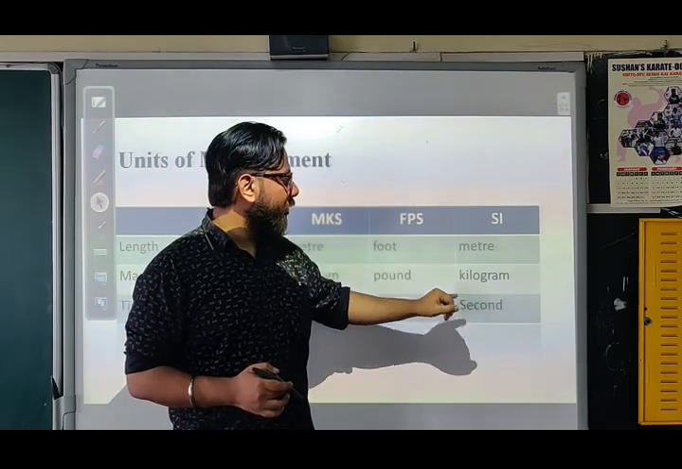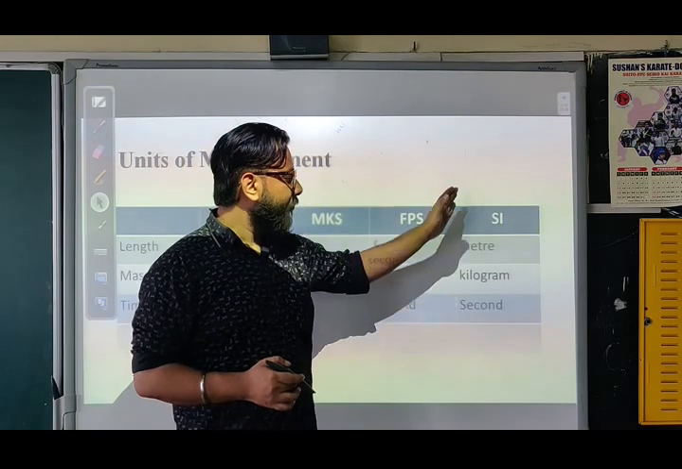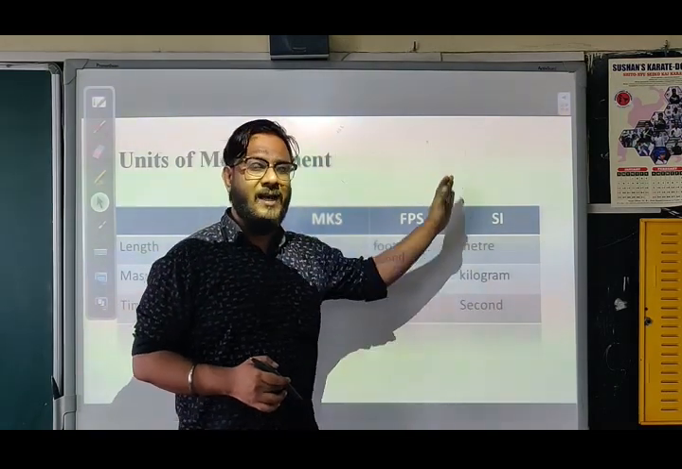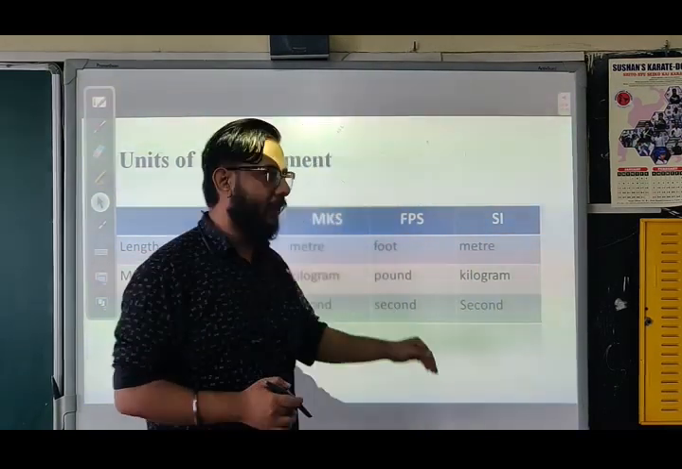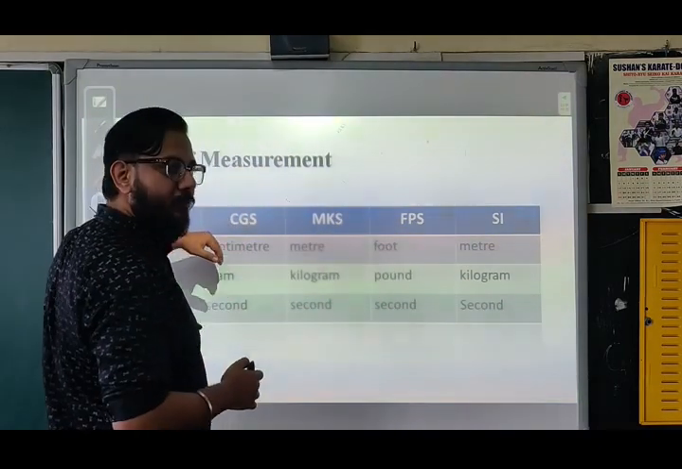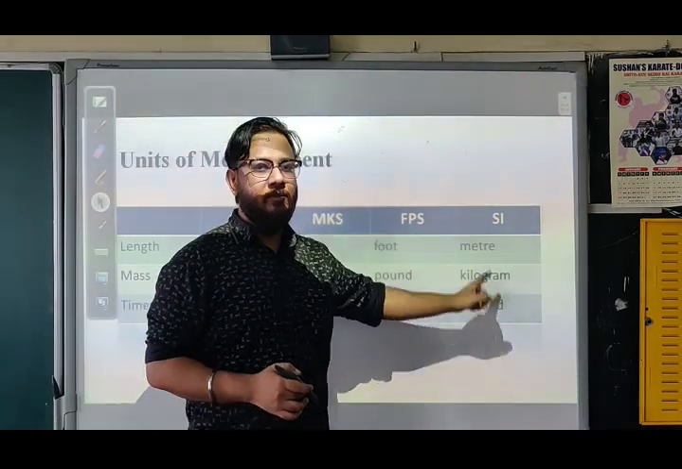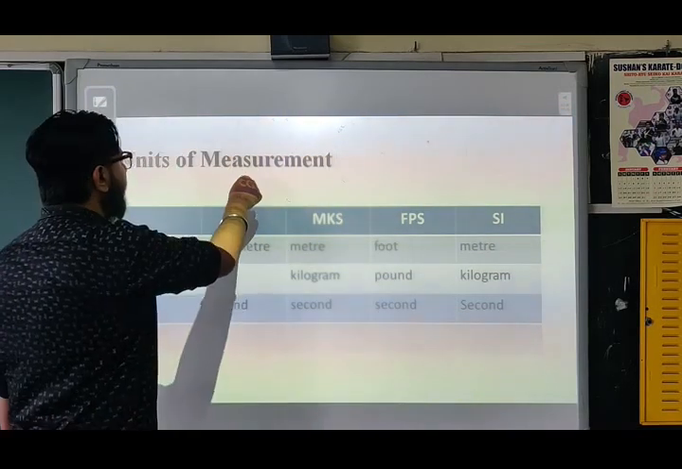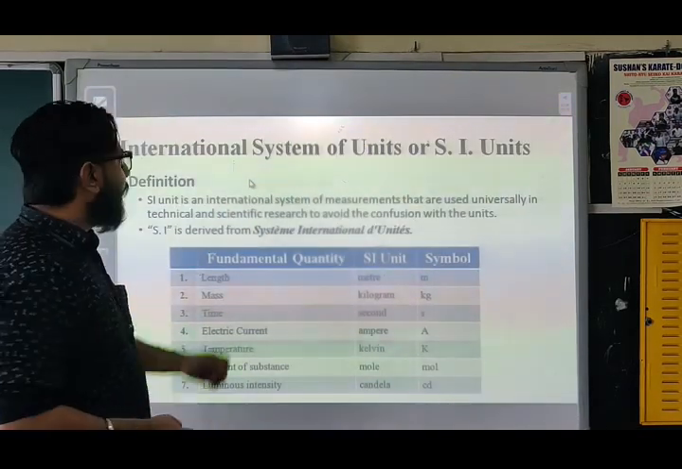For mass, we use kilogram, and for time, we use second. And this is your SI system, and this is the system that we will be using. You just need to know there are other systems too, but this is the system that we are using. Now let's look at the SI system.